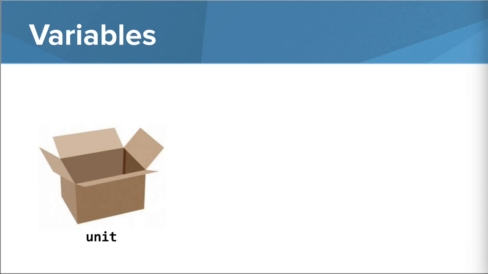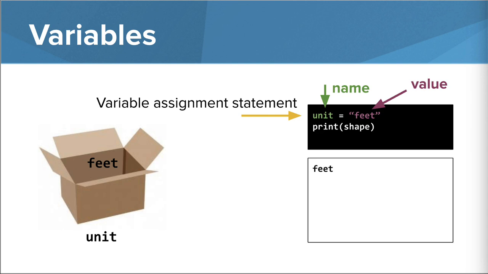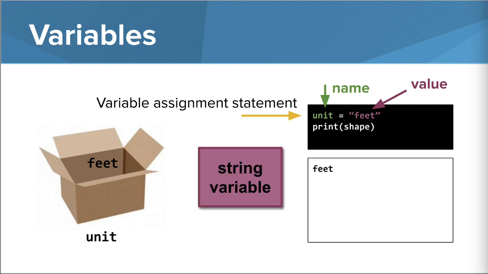We can also store a string or text in a variable, like the word feet. We have a similar assignment statement as before. The name is unit, but now the stored value is feet. We need quotes around feet because it's a string we're storing, in contrast to the variable name. When we print unit, the value still prints, which this time is the word feet. Since the variable stored a string, we call this a string variable.